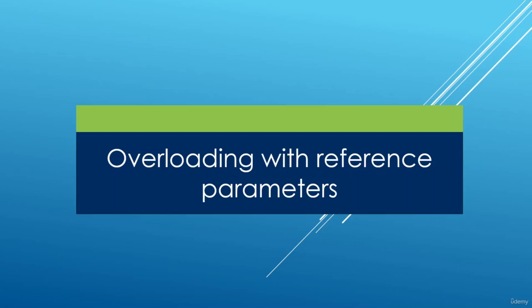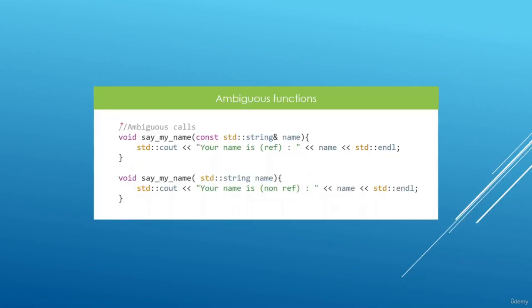In this lecture, we're going to learn about some things you need to be careful about when overloading with reference parameters. Let's look at a simple example here. We have two functions. The name is sayMyName, and they are function overloads because they have the same name, but the parameters are different. The first one here is taking a const std::string reference. The second one is taking a string parameter by value.